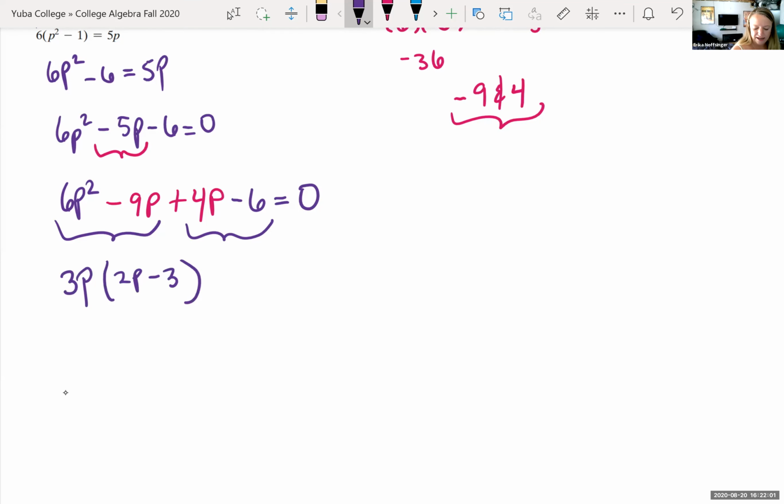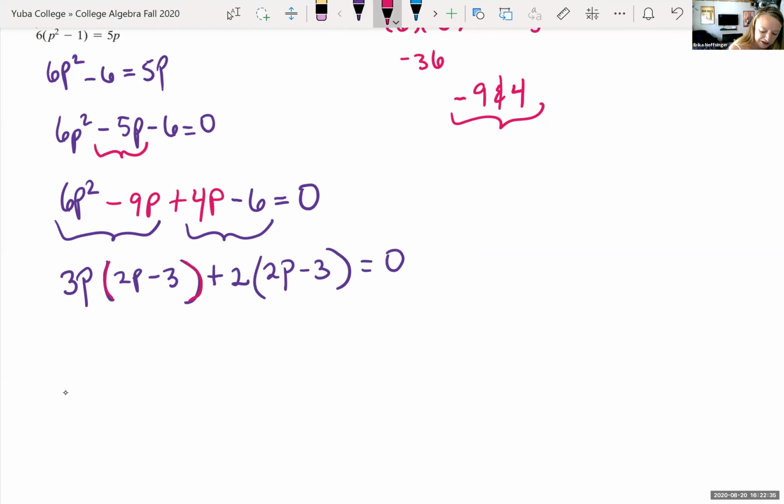Same idea, looking at the last 2 terms over here, 4p minus 6, I'm looking at what they both have in common and pulling it out. They both have a 2 in common, 4 and 6 do, so let's pull out a positive 2. And that would leave me with 2p minus 3 in the parentheses. As long as you chose the correct 2 numbers to rewrite your middle term, and you pulled out the right things, you should have the same thing inside your parentheses.